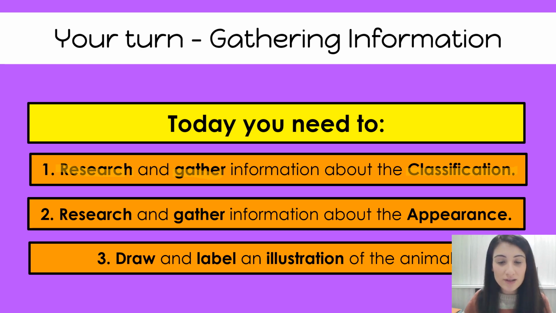So I'll just go through those 3 very important things one more time. The classification, what type of animal it is. The appearance, some information about what it looks like. And a drawing of the animal which is labeled. So an illustration that you've drawn and you've labeled of the animal.